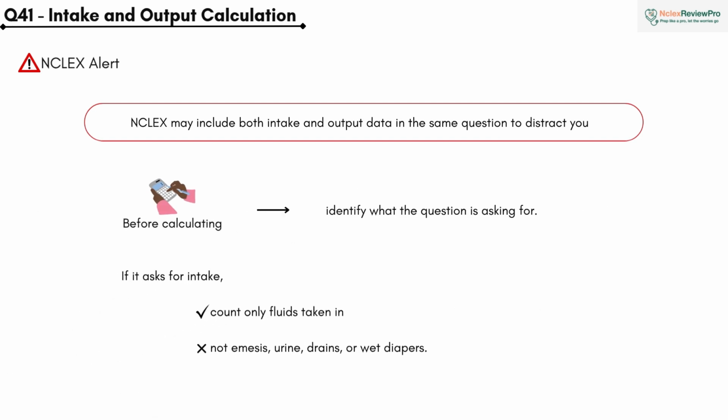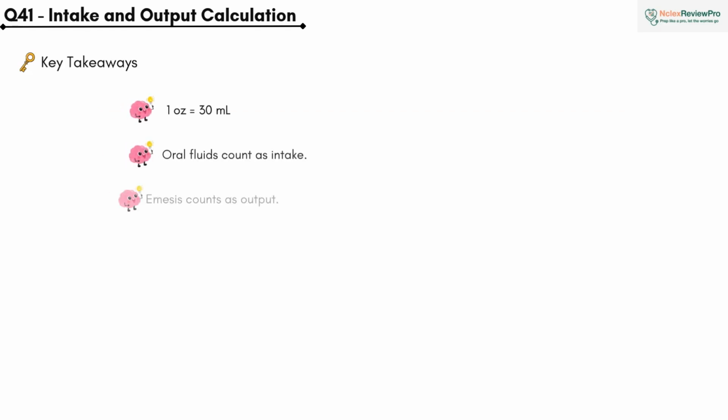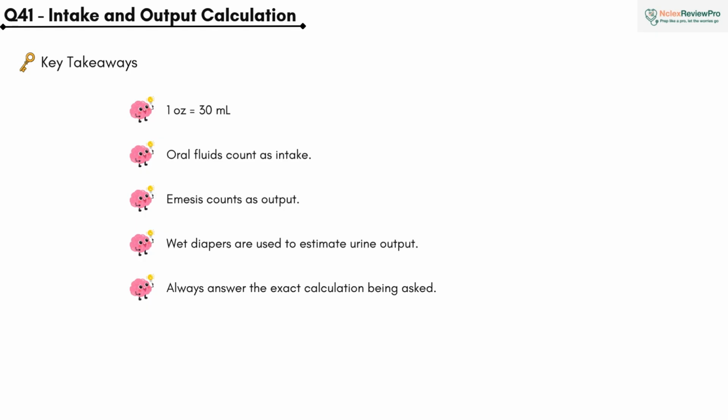NCLEX may include both intake and output data in the same question to distract you. Before calculating, identify exactly what the question is asking for. If it asks for intake, count only fluids taken into the body. Do not add emesis, urine, drains, or wet diapers. The key takeaway is this: 1 ounce equals 30 milliliters. Oral fluids count as intake. Emesis counts as output. Wet diapers are used to estimate urine output. Always answer the exact calculation being asked.